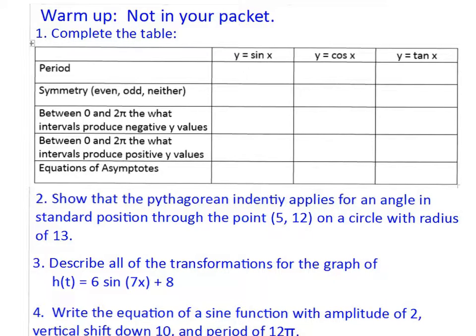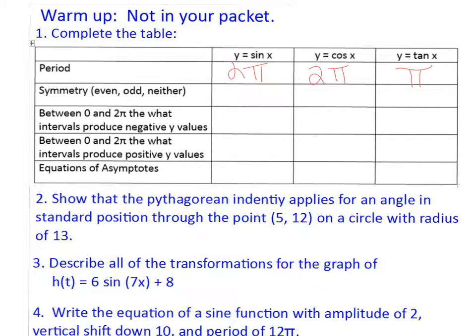So I'm going to fill in my answers by the row. So I'm going to do each function, their period, each function with symmetry, and so on. So for the sine graph, the period is 2 pi. The cosine function has a period of 2 pi, and the tangent function has a period of pi.